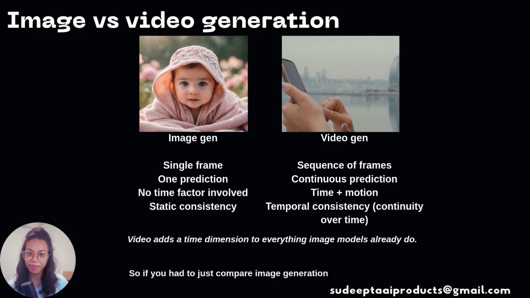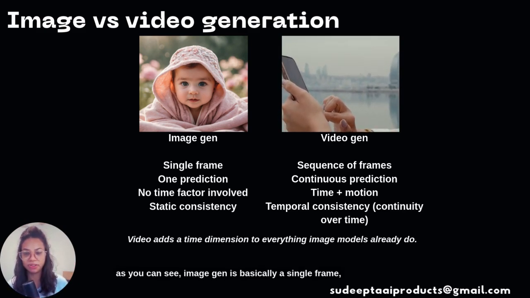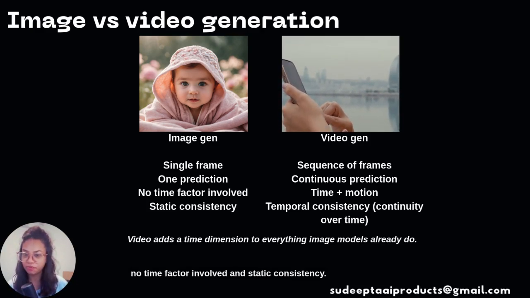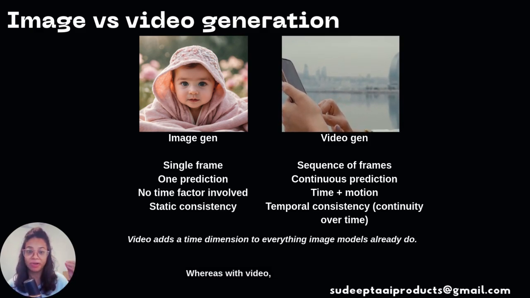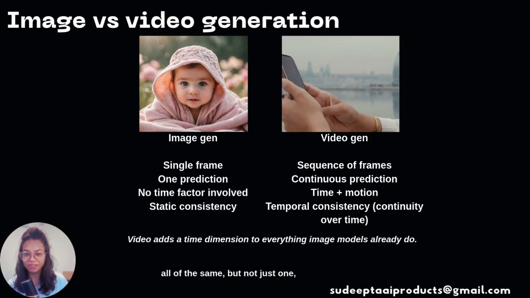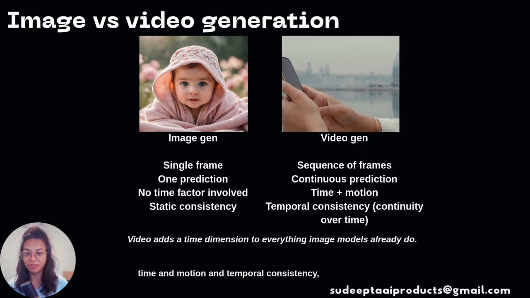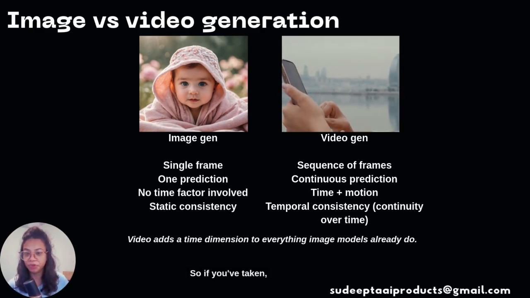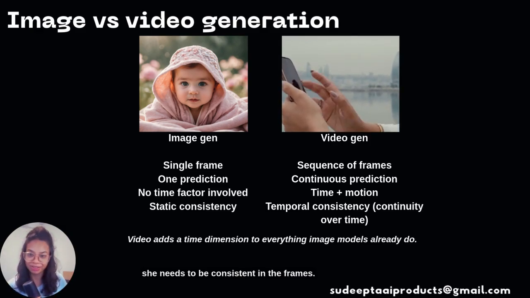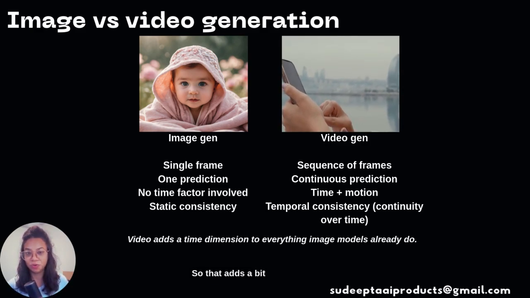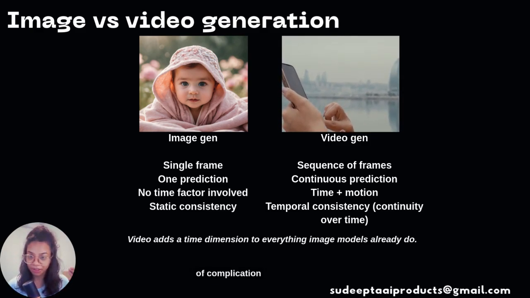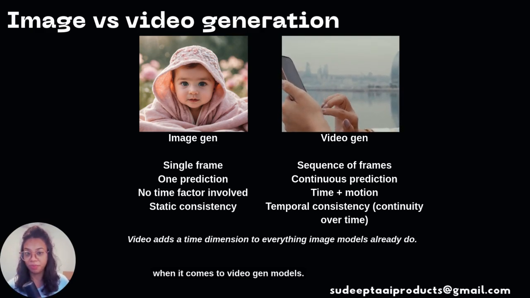So, if you had to compare image generation versus video generation, as you can see, image gen is basically a single frame, one prediction, no time factor involved, and static consistency. Whereas with video, it's all of the same, but not just one frame, a sequence of frames, continuous prediction, time and motion, and temporal consistency, which is basically continuity over time. So if you take, for example, a lady in a blue dress, she needs to be consistent across the frames. So that adds a bit of complication when it comes to video gen models.